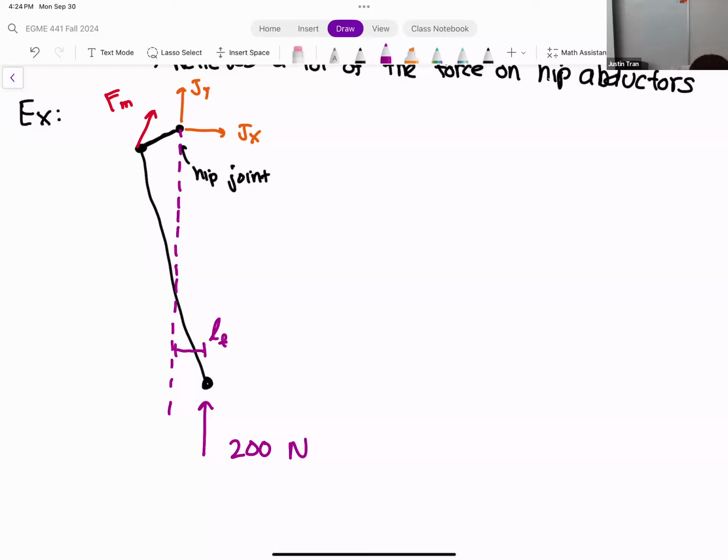We have the weight of the leg, and so we're going to assume the weight of the leg is acting right here. And so just by the dimensions given, you can tell that we're going to sum the moments around the hip joint. Just to make things easier, I'm giving you this horizontal distance right here. The horizontal distance between where the weight of the leg is acting and that vertical line where the hip joint is, we'll call that LL.